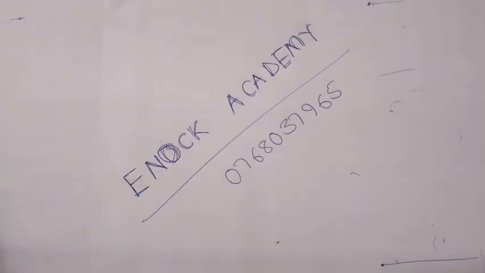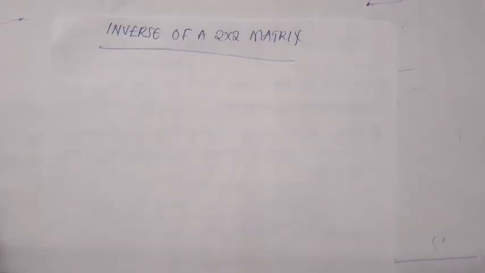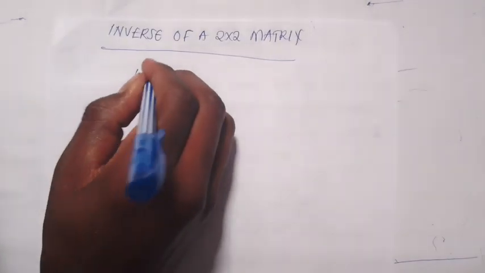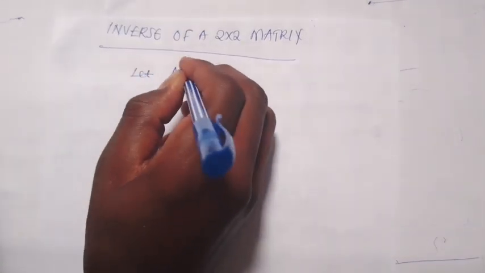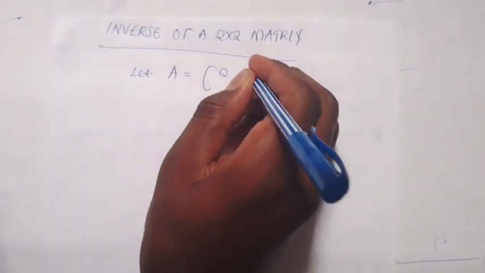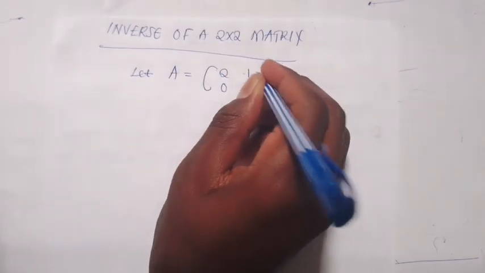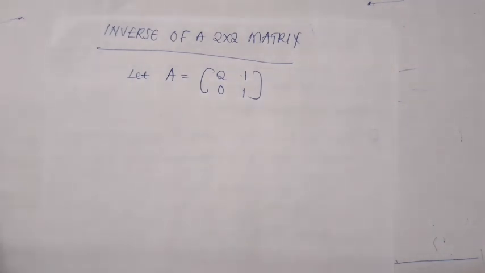What's next? One of the most important things about matrices is to know how to find the inverse of a 2 by 2 matrix. So how do we find the inverse of a 2 by 2 matrix? Again, let A be equal to 2, 1, then 0, 1, like that. Then you're asked to find the inverse of this matrix.